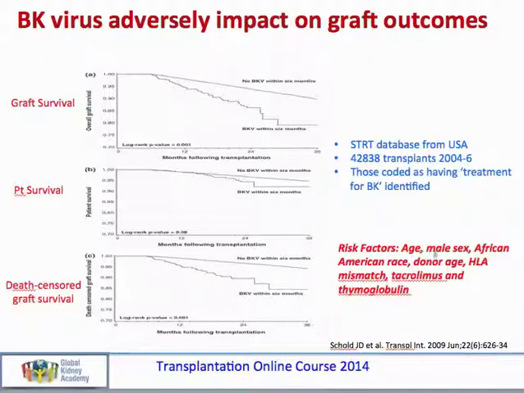Okay, and they identified certain key risk factors for BK nephropathy, including age, male sex, African American race, donor age, and HLA mismatch, and the use of immunosuppressants such as tacrolimus and thymoglobulin.